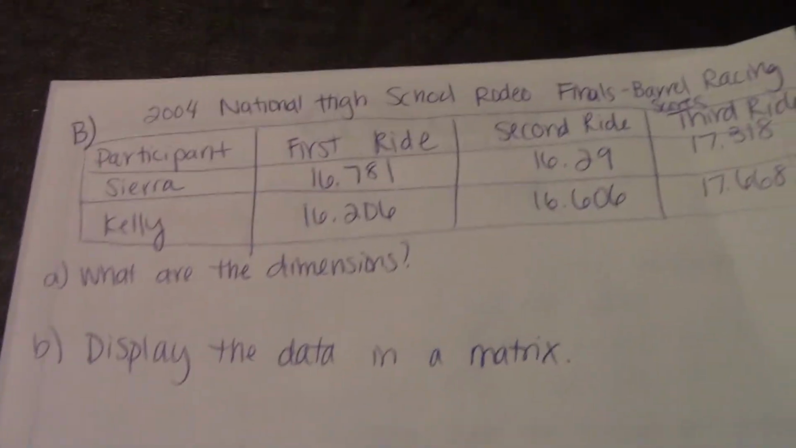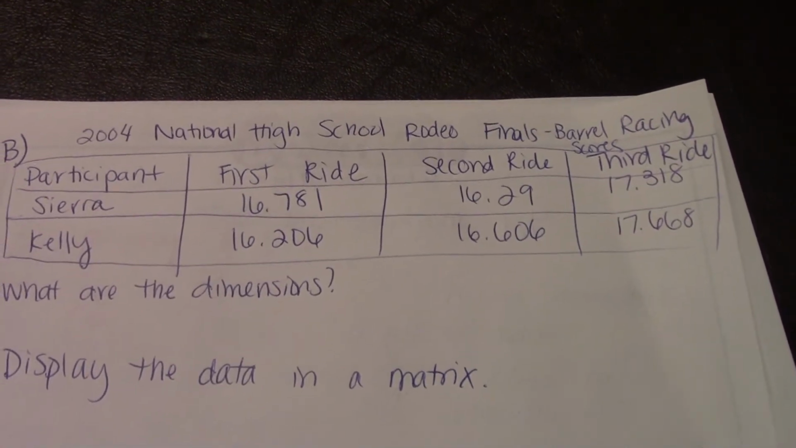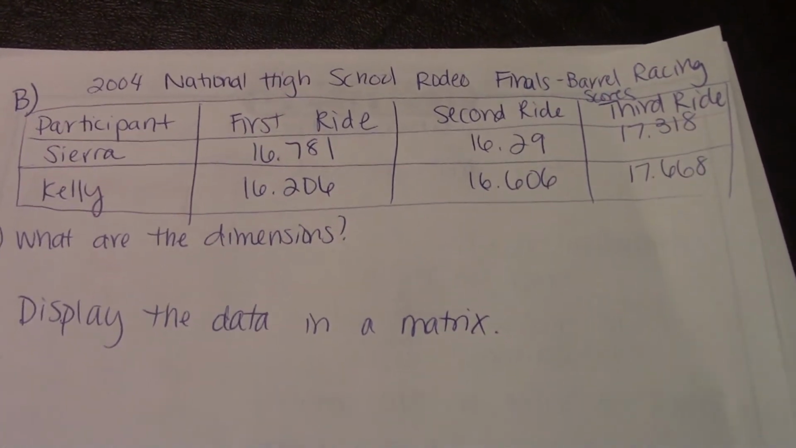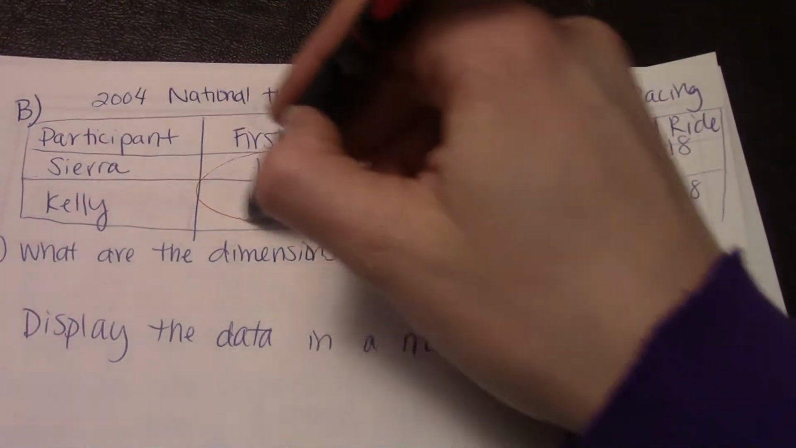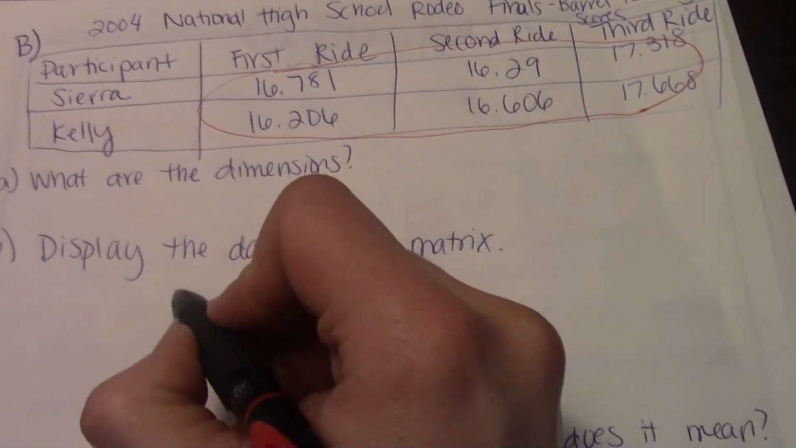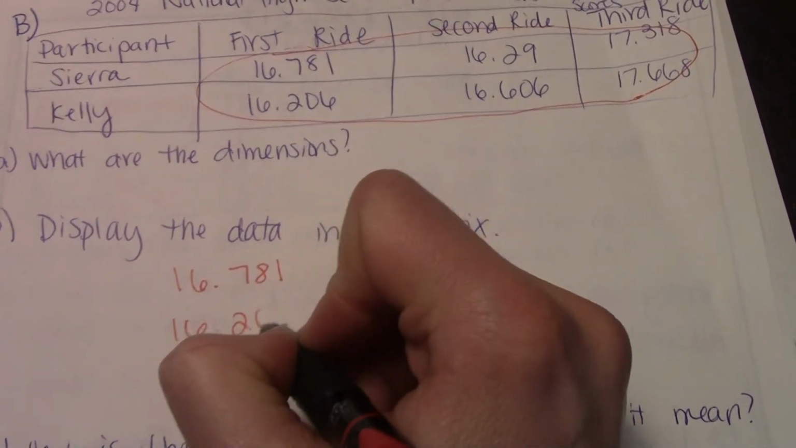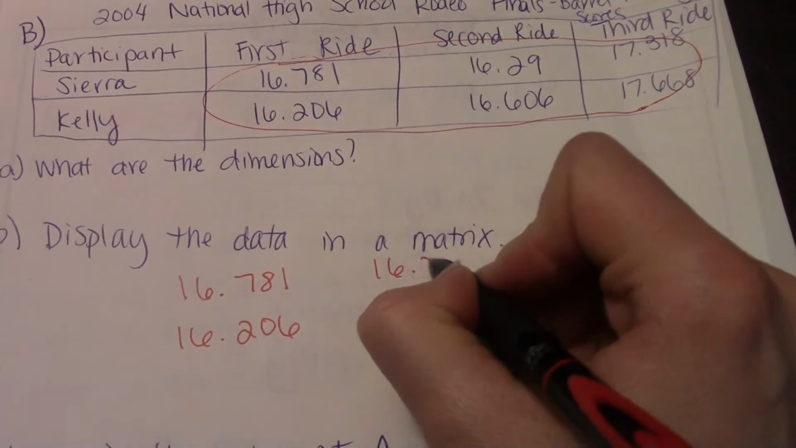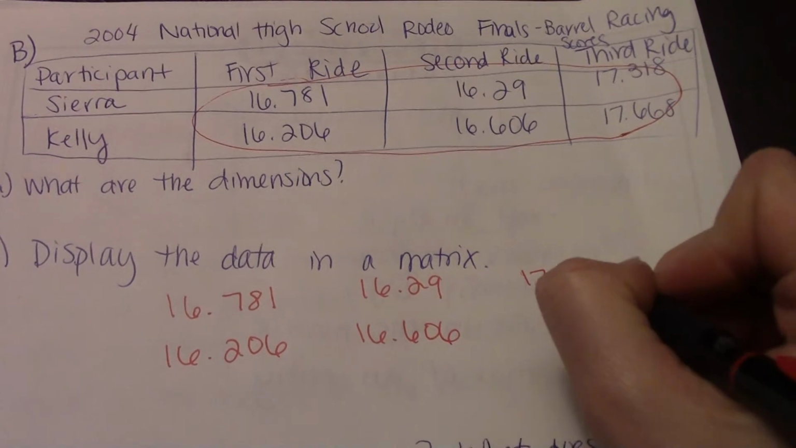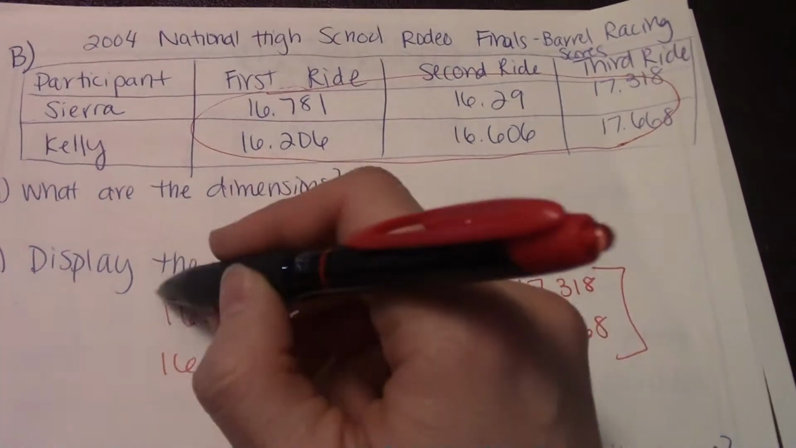Let's try another one. Now we're looking at the 2004 National High School Rodeo Finals, the barrel racing scores. We've got Sierra and Kelly. We've got their different rides that they've done. So what are the dimensions? If you can see that the numbers are in here, then you can tell me that. If you need to first display it down here, you can do that. So I'm just going to rewrite the numbers exactly as I see them. Do not change numbers at all. Put your brackets around them.